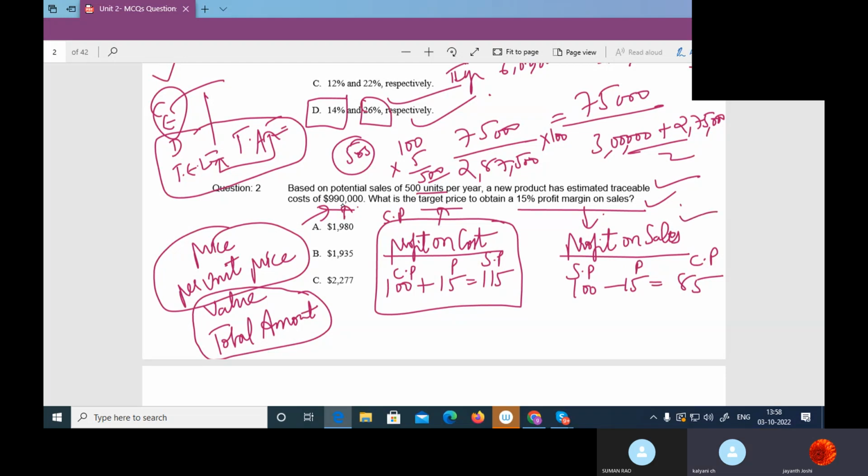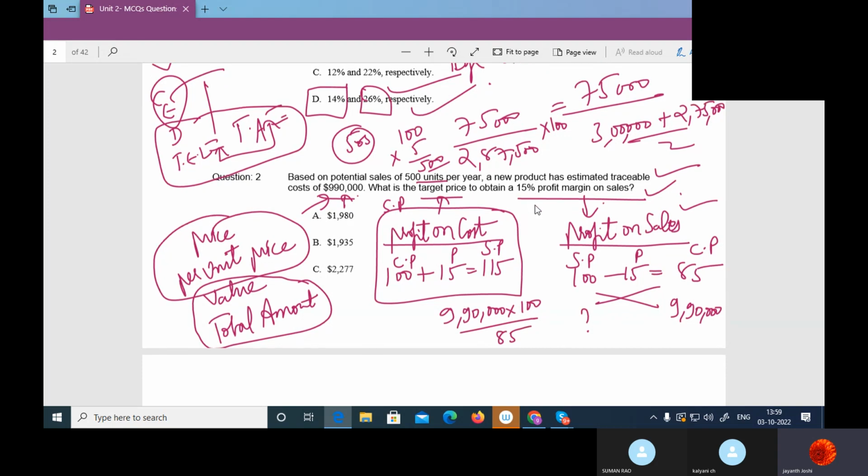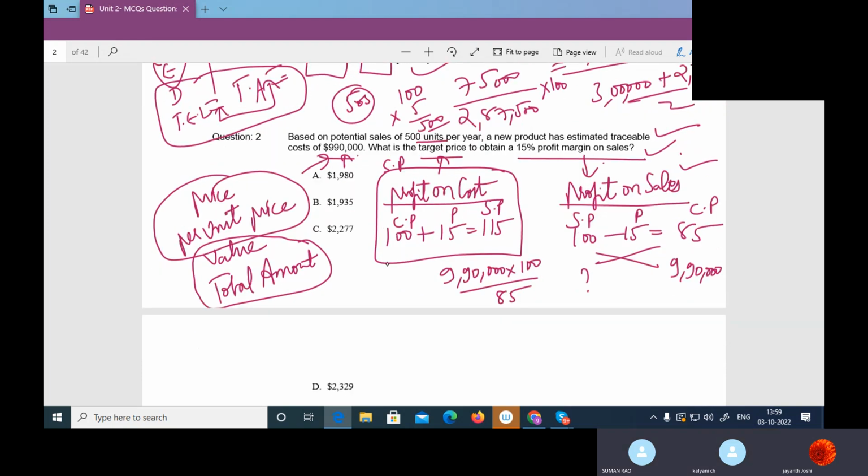Now what is given to you? Cost. I'll put cost below cost: 9,90,000. If your cost price is 85, your selling price is 100. So for your total cost of 9,90,000, what will be your selling price? So 9,90,000 into 100 by 85. Tell me what is the answer for this. For this cost price, if this is the selling price, for this total cost, how much will be the selling price or sales value? Correct or wrong?